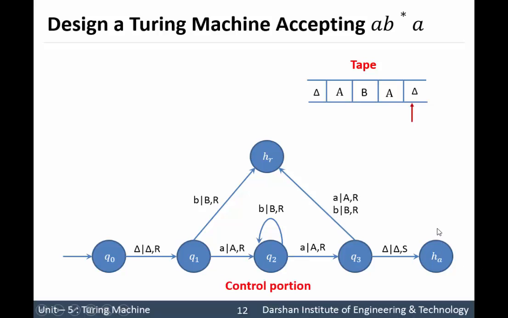This diagram is called the control portion. So combining this control portion and tape makes a complete Turing machine.